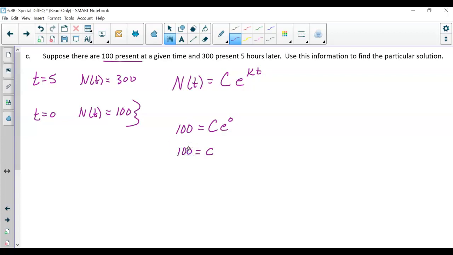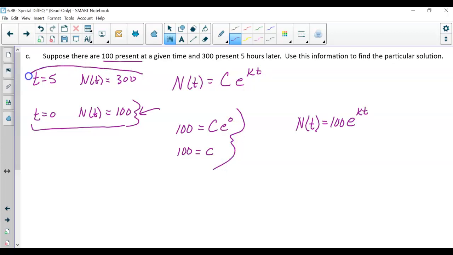Well, Mr. Kruger, if I knew this was my initial amount, and I knew this went to n of t equals 100, boy, look at that. Got to really write slow on this thing. N of t equals 100 e to the kt. If I knew C was 100 back here because of this initial amount, do I need to show this work? Absolutely not.